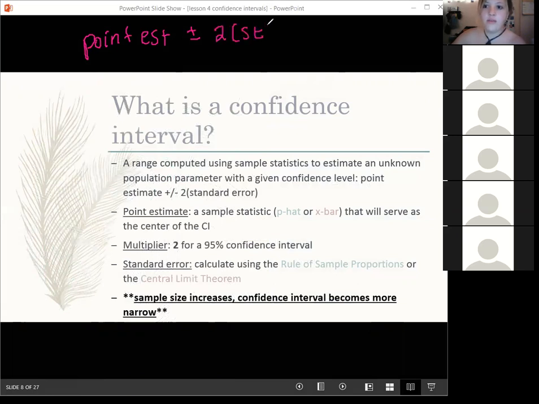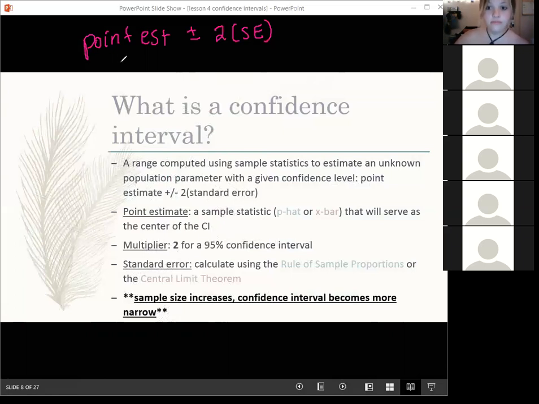Keep in mind, the multiplier is not always 2, but it's a common multiplier that we use. You'll see it very often. It's actually technically 1.96, but we often round it to 2. As we go forward and use different levels, different percentages, you will see different multipliers. We'll talk further about where we get that 2 from.